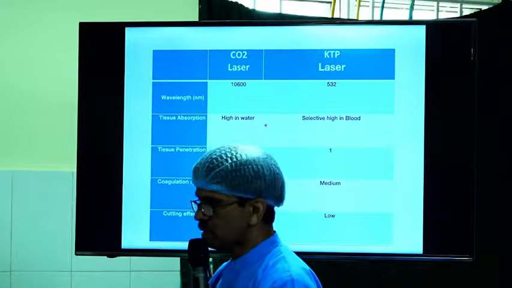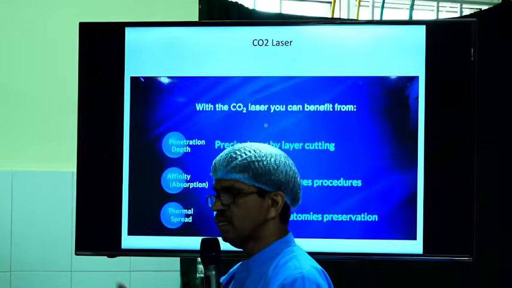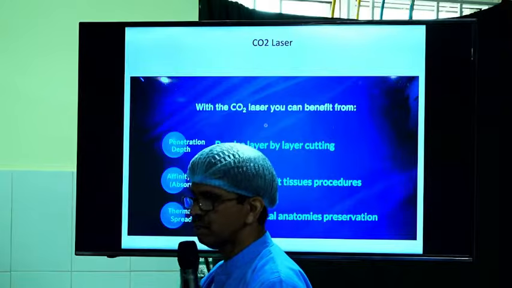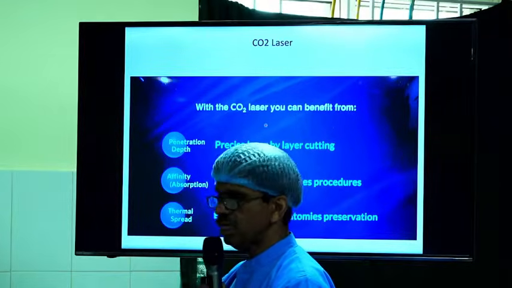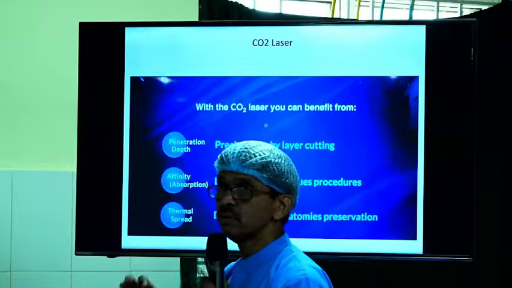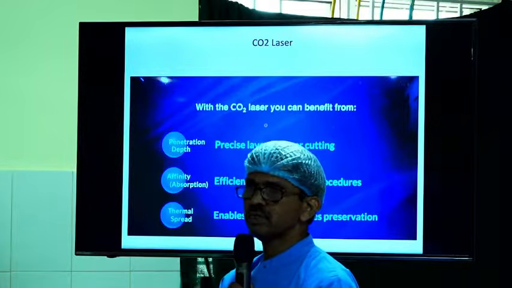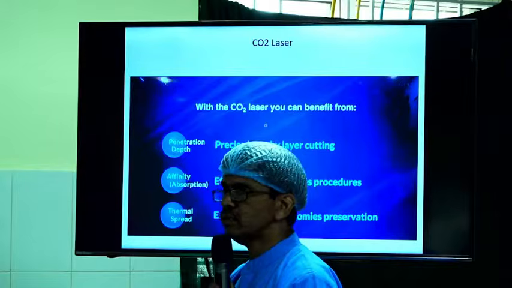So this is the basic difference between the CO2 laser and the KTP laser. And what are the benefits, as I described previously? It cuts precisely, layer by layer, and is very good on soft tissue, especially the laryngeal mucosa. Ravi Kishore was asking what the characteristics and settings are if you use it in a particular mode.